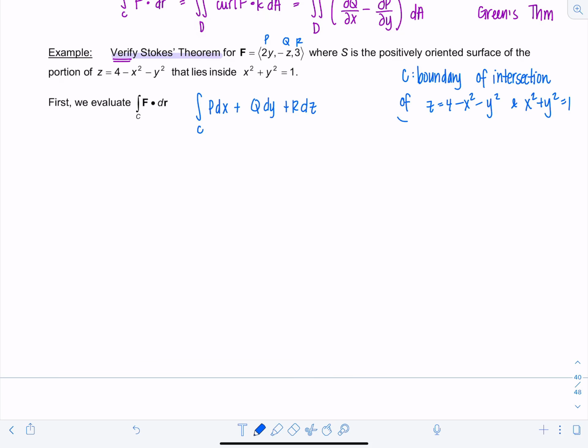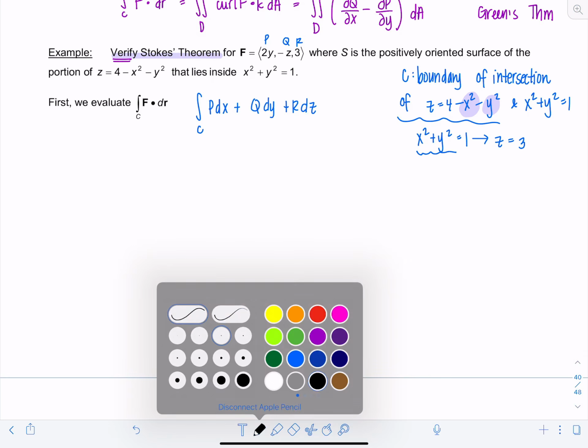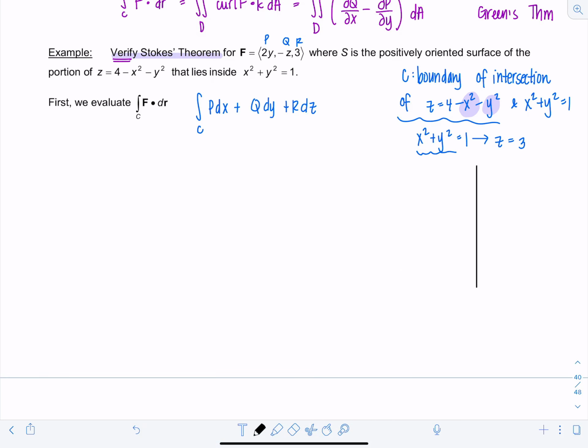So let's just solve this out here. I could substitute x squared plus y squared equals 1 into the equation of that paraboloid, and then I'm going to be left with z equals 3, right? Because this would just give me 4 minus 1. Okay, and so let's see what that would look like. This is the curve of intersection here, x squared plus y squared equals 1. Let's draw out everything. Even though it doesn't ask for it, you need to draw out a picture for every problem that you do.